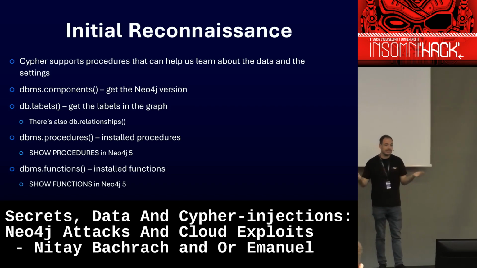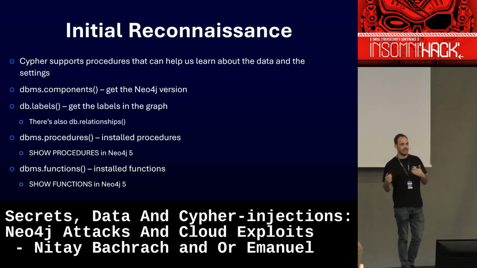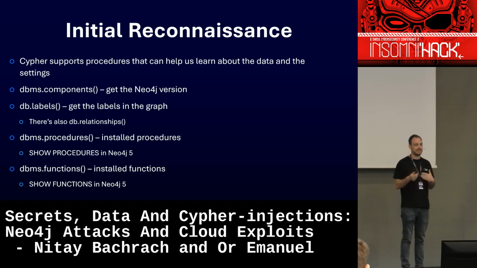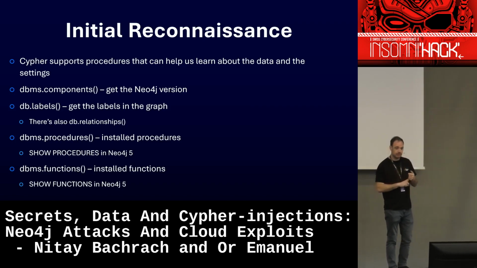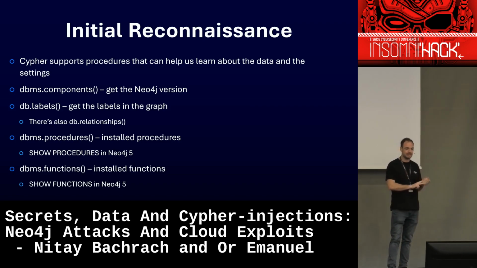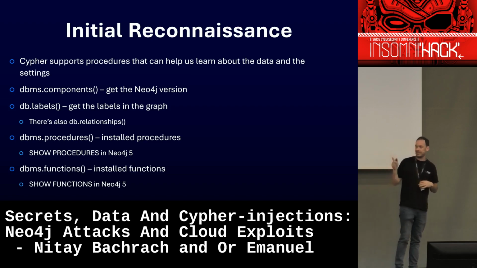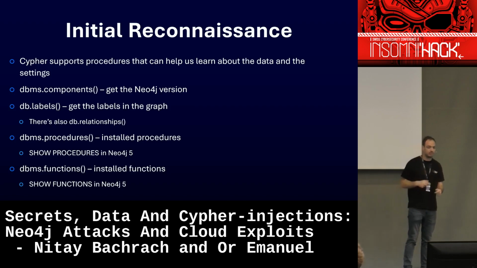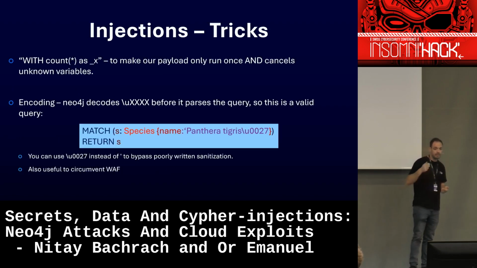And then after I get the version, I can get the labels, I can also get the relationships, in order to understand what the database is, what kind of data is stored there. And then I would also want to list all the installed procedures and installed functions. This one, for example, is a little bit different in Neo4j 5, because they removed the procedure, and instead we have SHOW, which is kind of tricky because we cannot inject it. It has to be run independently, separately from any other queries. We will explain later how we deal with it. But before that, some interesting tricks.